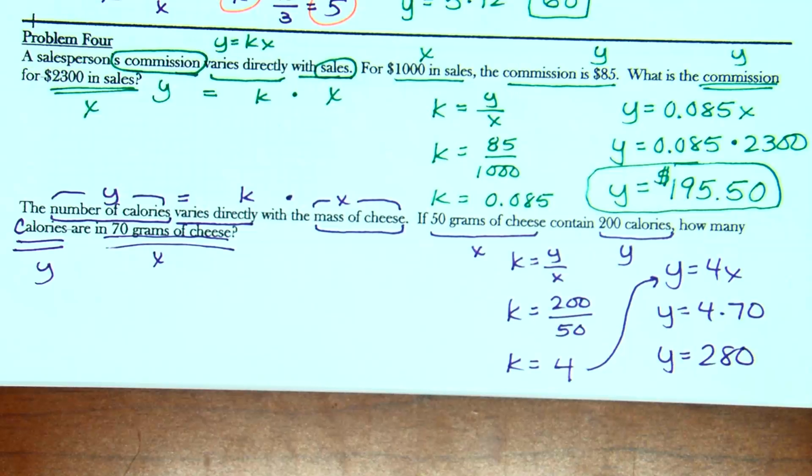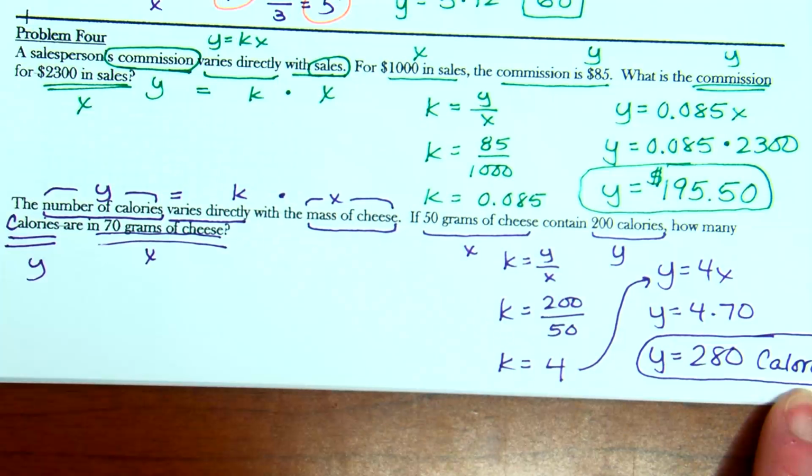$280 calories. Okay, I was going to say 280 what? And we were being asked how many calories, so this should be labeled as Calories. 28 calories. That is a lot. That's a lot of calories. What? Cheese. Okay.